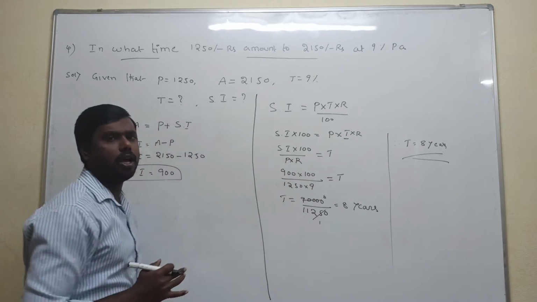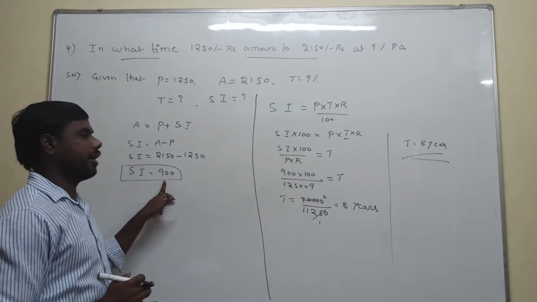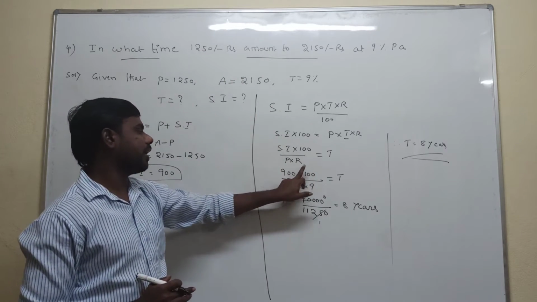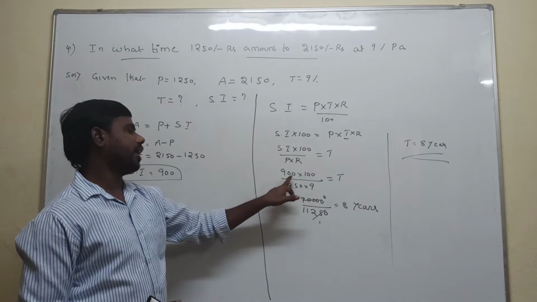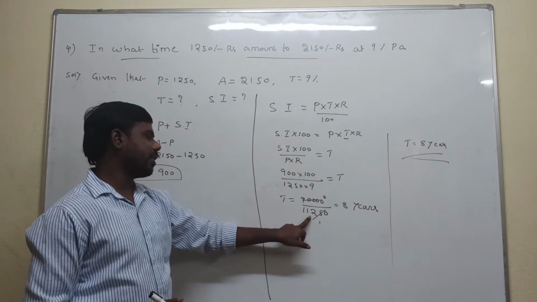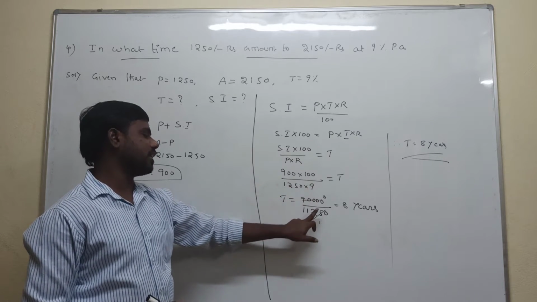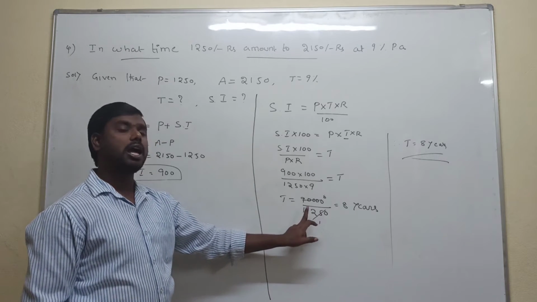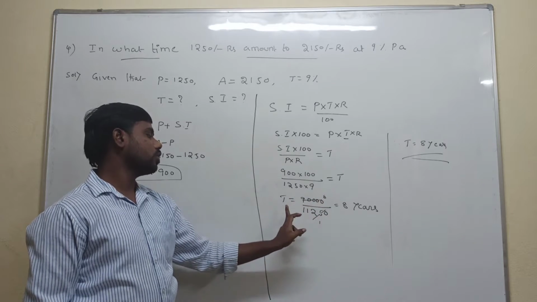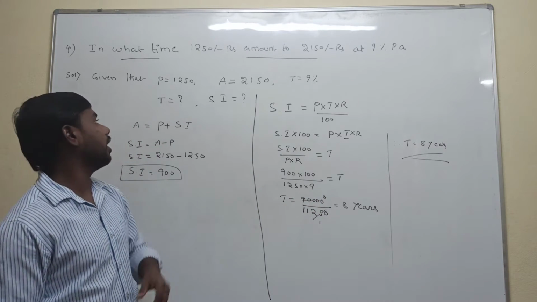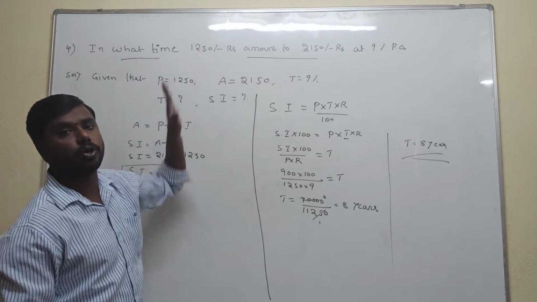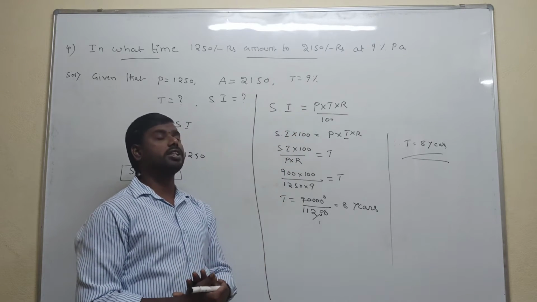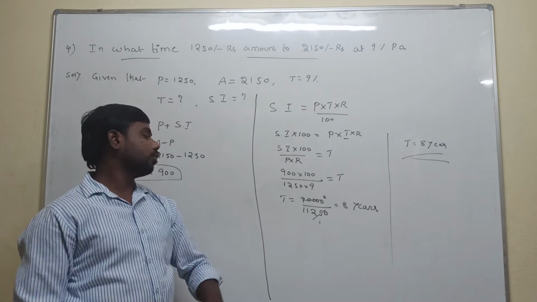Now we are substituting the values. What is the simple interest value? 900 into 100 divided by principal amount 1250 into rate of interest 9. Now 900 into 100 is 90,000 divided by 1250 into 9, that value is 11,250. 90,000 divided by 11,250 is 8. So the time we are getting is 8 years. In 8 years we get principal amount 1250 and total amount 2150. The rate of interest is 9% per annum. So we required the time value.